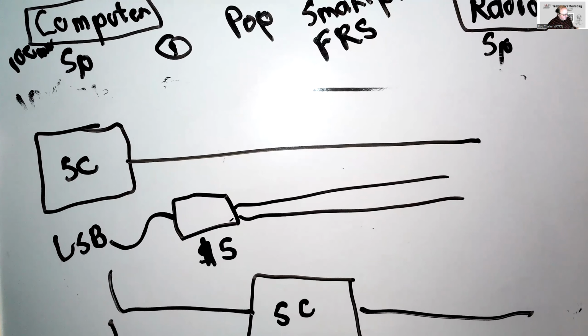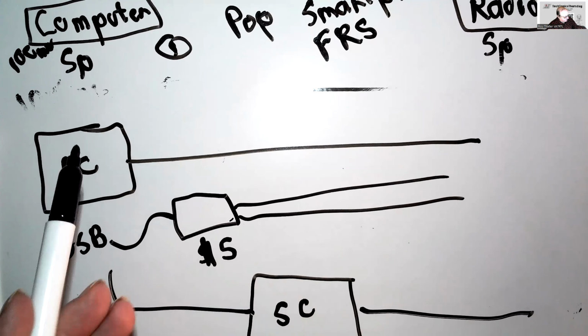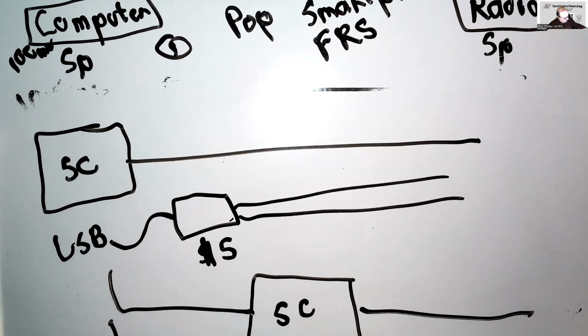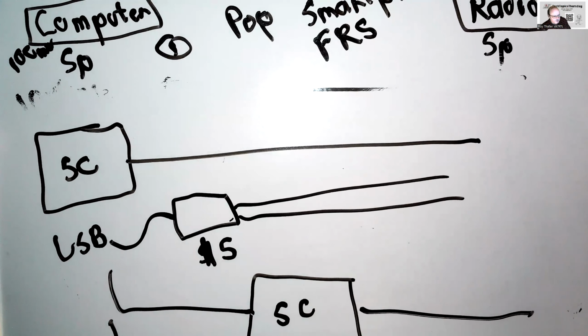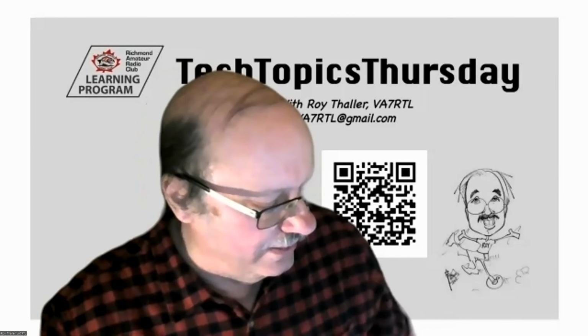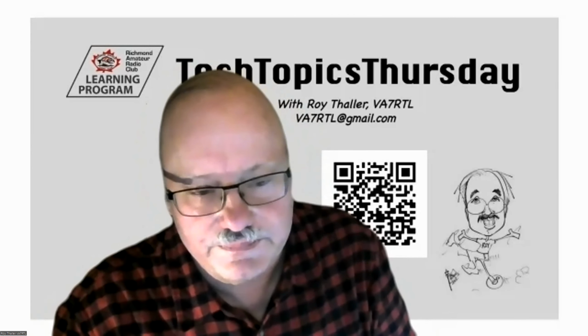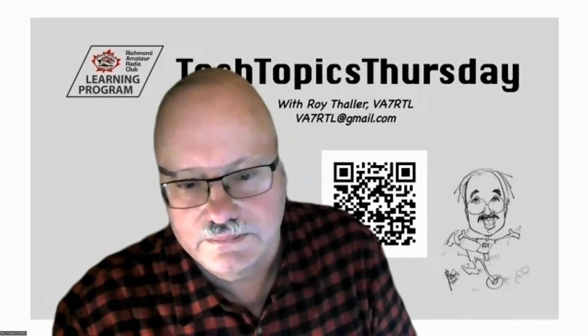So, depending on your setup, the sound card could either be in the computer, it could be in your adapter, it could be separate, almost like a dongle, or the sound card could actually be in the radio. So there's a lot of options to connect things together. So, any questions on trying to connect your radio to your computer?